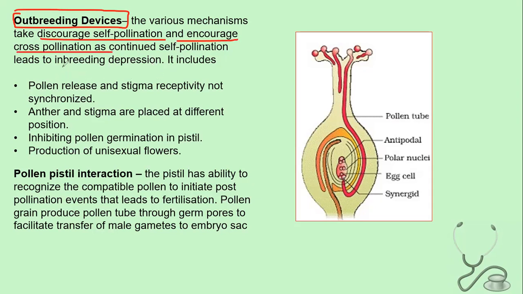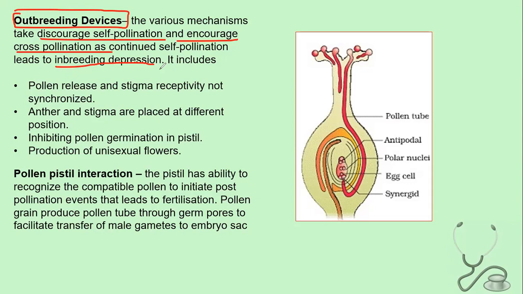Clear? Because continuous self-pollination will lead to inbreeding depression. The very first method: pollen release and stigma receptivity are not synchronized. That is, pollen will get released at one time, and the stigma will become receptive at another time. So there won't be any synchrony between them. As a result, what happens? There will not be any kind of self-pollination happening.